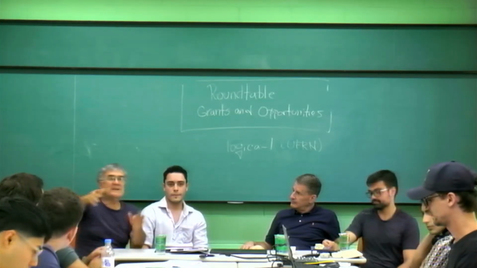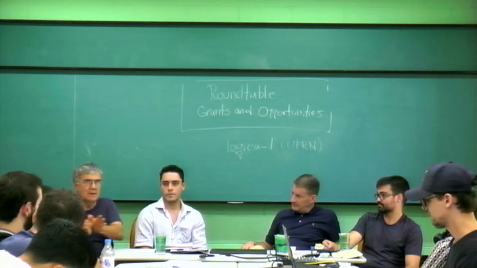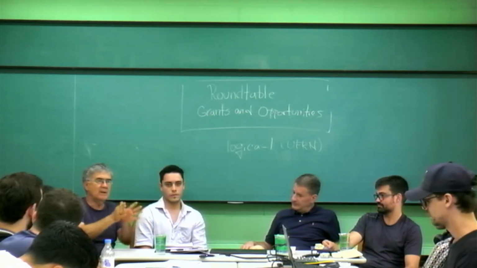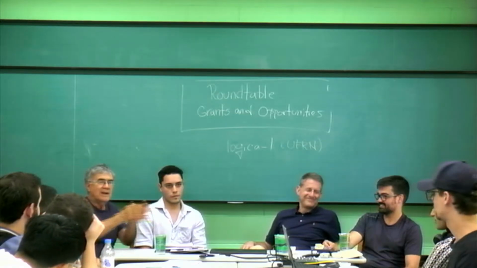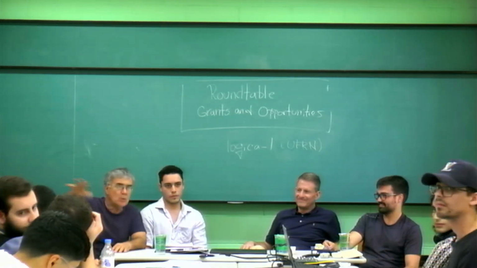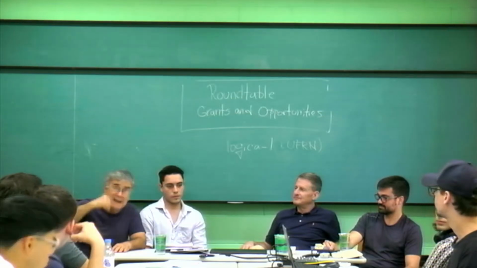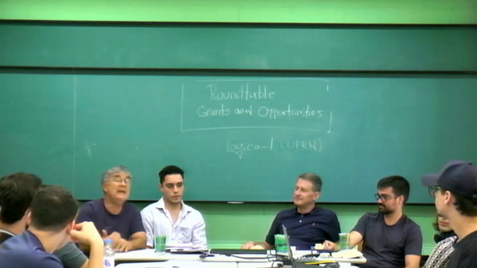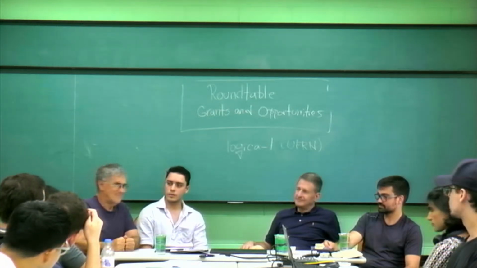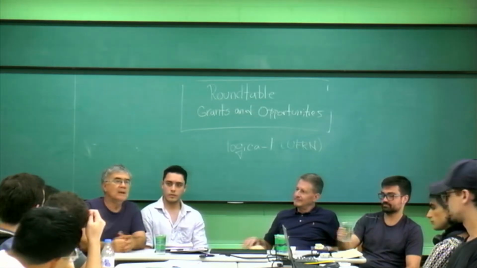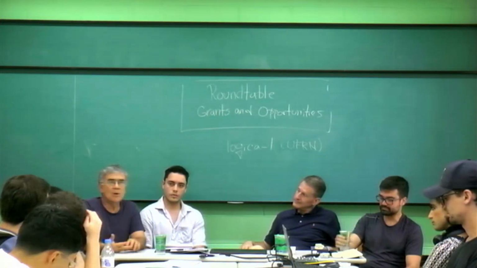FAPESP is the first one, but every state in Brazil has one named FAP, F-A-P. Then FAPERG, FAPEMIG. Each state has a FAP, but the best one is from São Paulo. They have a lot of money for research, and they like to give money to people, to attract foreign people here. Yeah, that's really good. And there's CNPq and CAPES, other possibilities here.